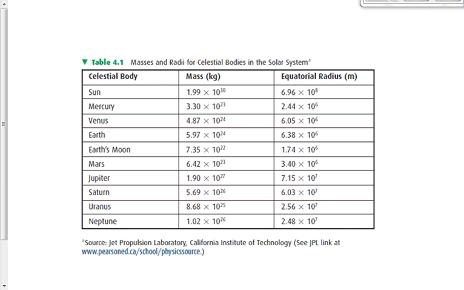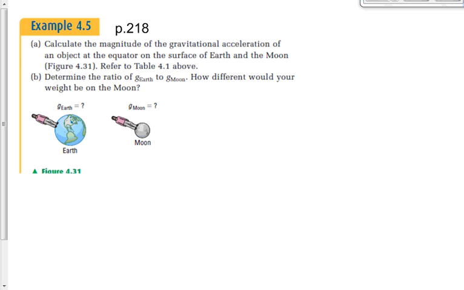Now here's a bunch of masses of different planets and so on, and some radiuses of those. We'll have ourselves a little quiz on that tomorrow, so if you can memorize those for tomorrow. No quiz. You know what? No quiz on that tomorrow. 4.5, page 218. Calculate the magnitude of the gravitational acceleration of an object at the equator on the surface of the moon.